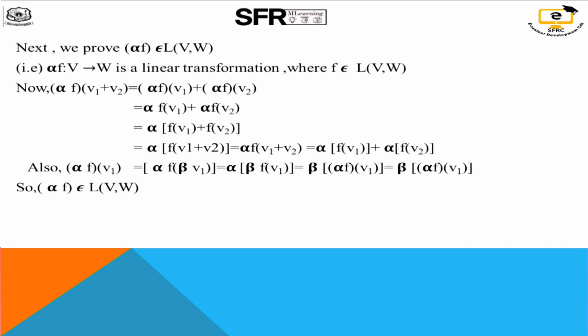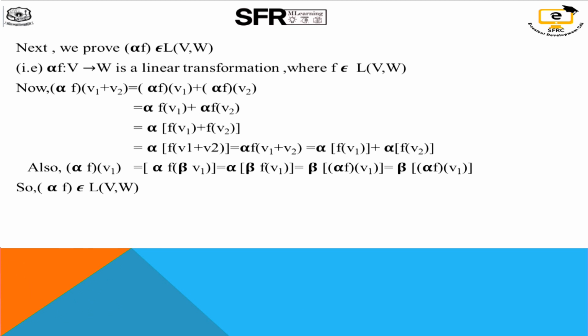First we prove that alpha f is a homomorphism. Only then can we say that alpha f belongs to L(V, W). To prove it is a homomorphism, we have to prove additivity and scalar multiplication. Apply the map alpha f on the addition v1 plus v2. Then alpha f of v1 plus v2 equals, by definition, alpha into f of v1 plus f of v2. Then we can say that it is alpha into f of v1 plus alpha into f of v2.